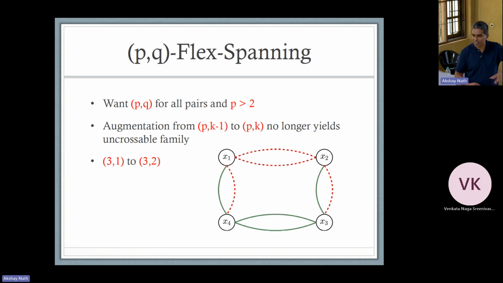So let's look at this problem. There are 4 vertices, and it's a multigraph just to make the construction easier. We want to go from 3-1 to 3-2. I claim, look at this graph. It has the green edges which are safe. These are red edges which are unsafe. I claim they satisfy 3-1 connectivity.